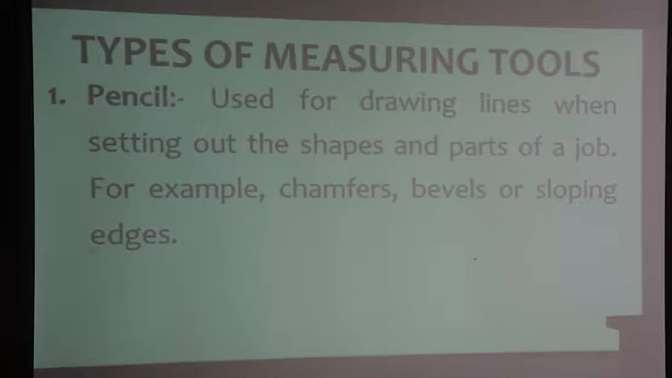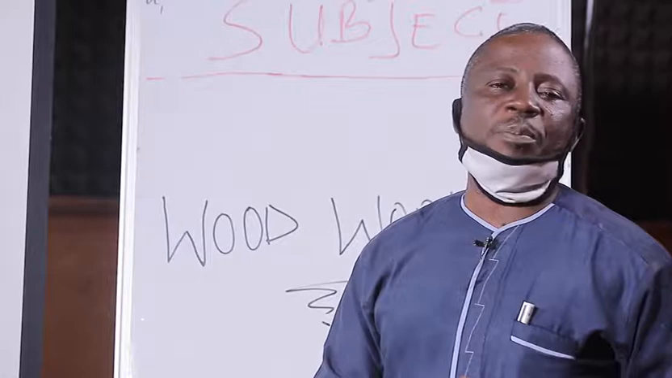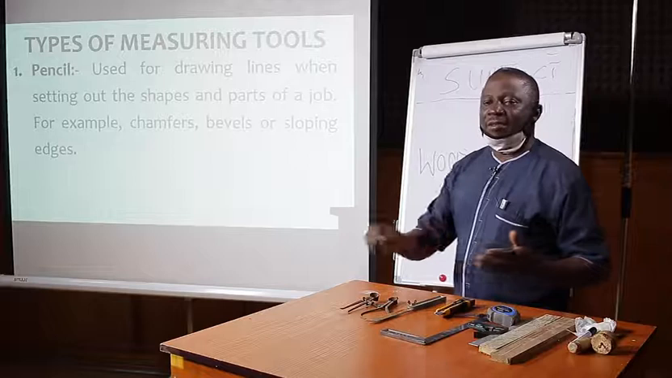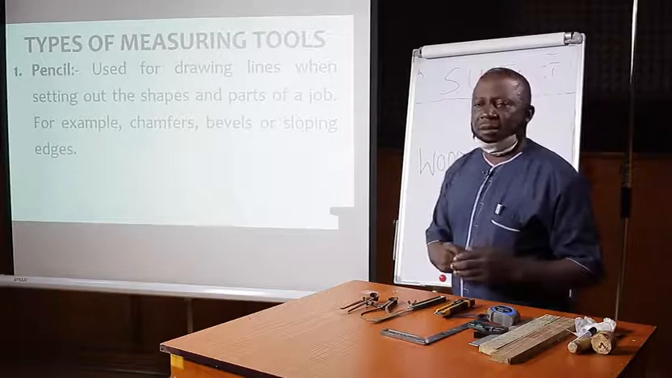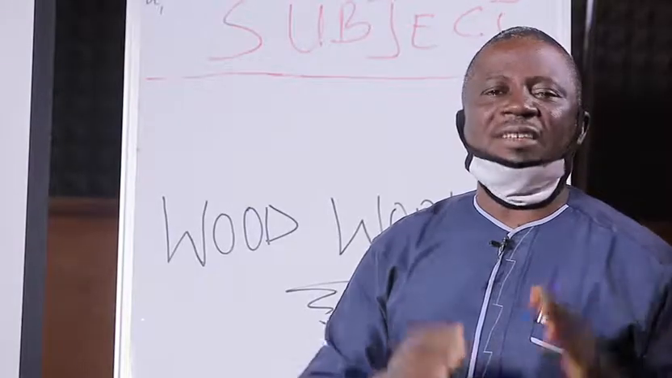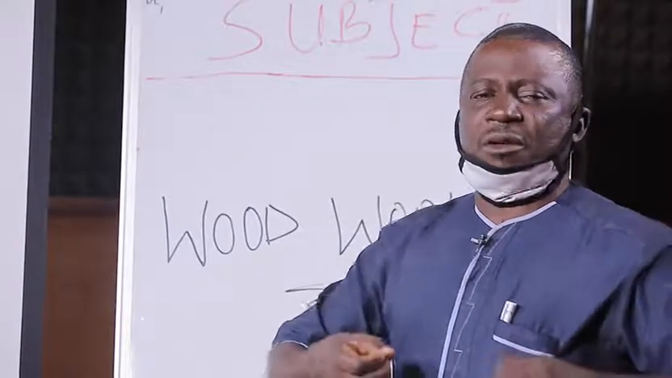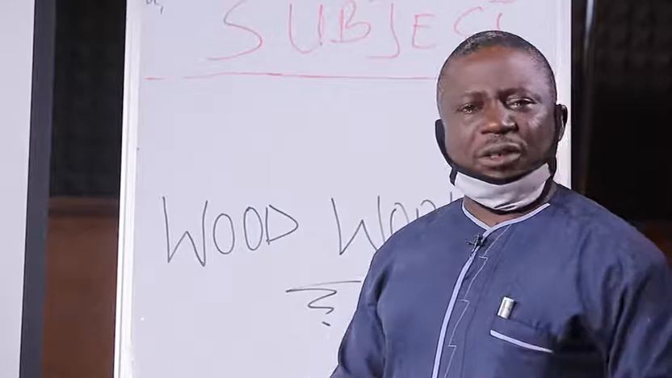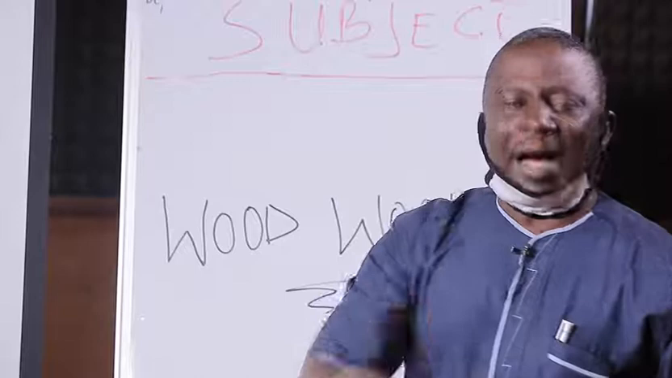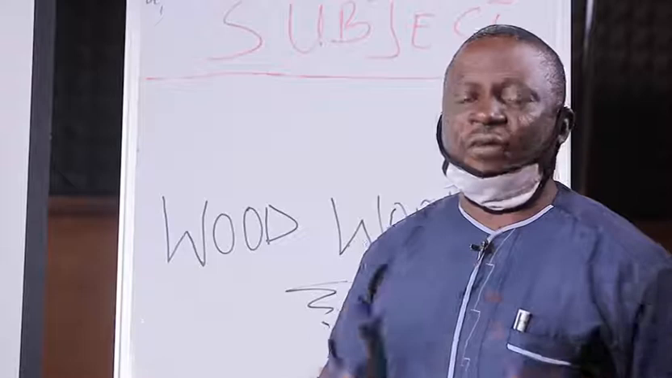The measuring tools include one, pencil. Every one of us knows what a pencil is, and we all know what pencil is used for. Even in the primary, you can use pencil for drawing lines. You can use pencil even for writing. But in this specific area of discussion, pencil is used as a measuring tool. That is, if you have taken a measurement using one of the tools I will mention, then you transfer it on the surface and draw either a line or mark. That is the use of pencil for drawing lines on surfaces.